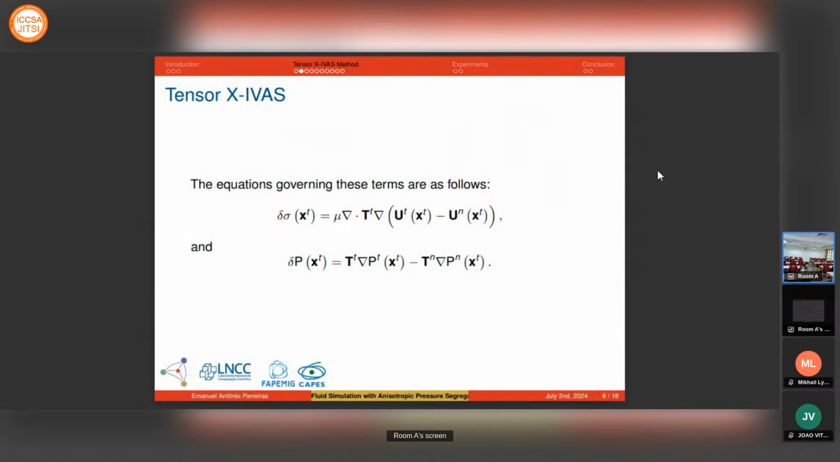Using these governing equations, we can rewrite delta sigma and delta p as the sum of implicit and explicit parts. So delta p is defined as the sum of grad P minus the sum of grad P^n. The explicit part is the sum of all gradient P since the beginning of the simulation until the last step, and P^n is the actual step we calculated.